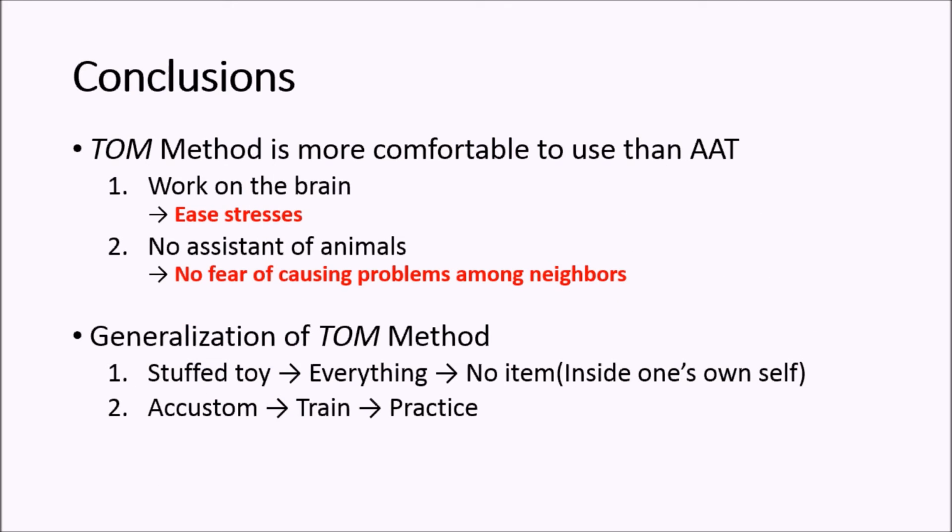In conclusion, Tom method works on the brain, and there is no fear of causing problems among neighbors. So Tom method is more comfortable to use than AAT. The procedure of generalization is stuffed toy, everything around us, and no item in order. In other words, the step of generalization is to accustom, to train, and to practice.